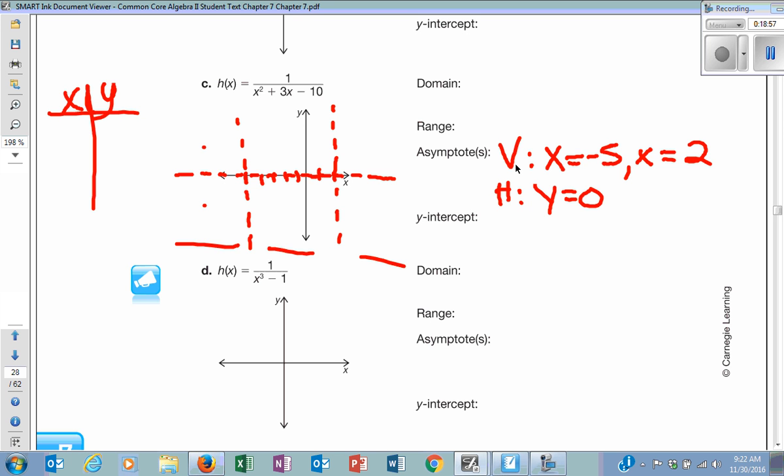So I pick a number. If I was going to do this, I would pick negative 6, and I'd plug in. I'm going to let you try that on your own.